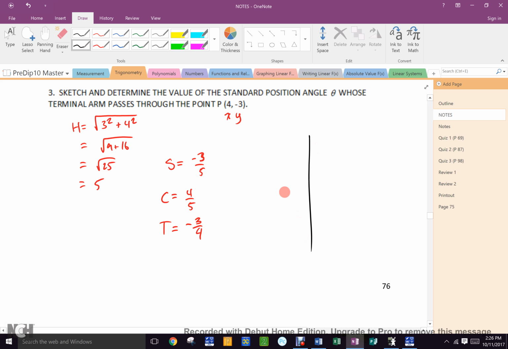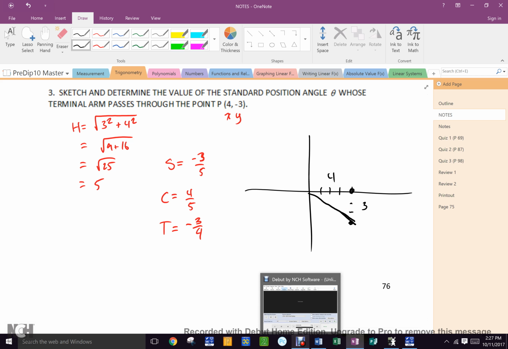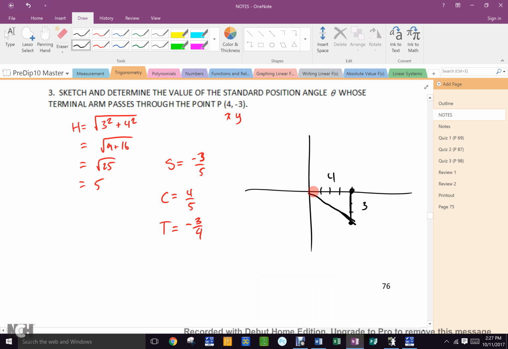Then we draw it. You will finish drawing it. Your last step, tell me the angle. Really? Chairs up.